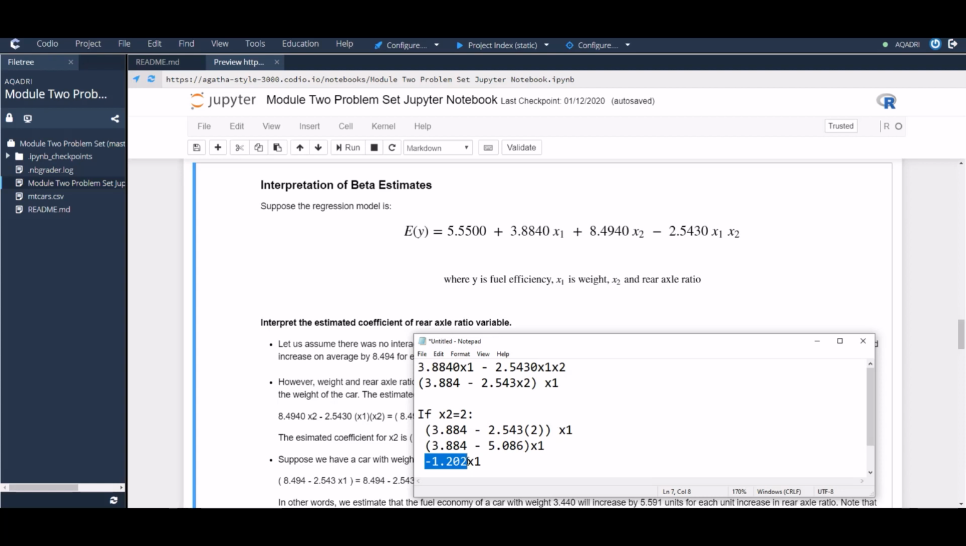The interpretation here would be that the average fuel efficiency would decrease by 1.202 units for a unit increase in the weight variable. By the way, do recall that weight has been quoted in thousands of pounds, and so a unit increase means a 1,000 pound increase. So that is the appropriate interpretation.